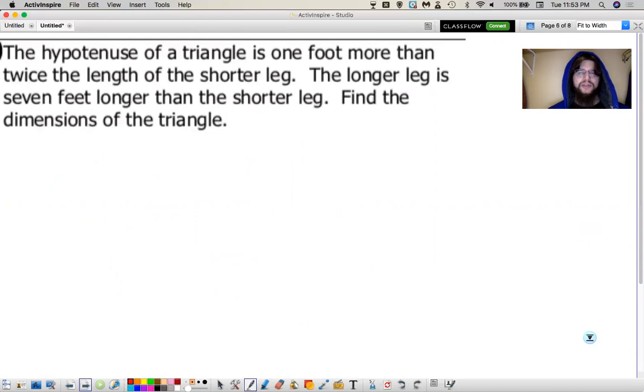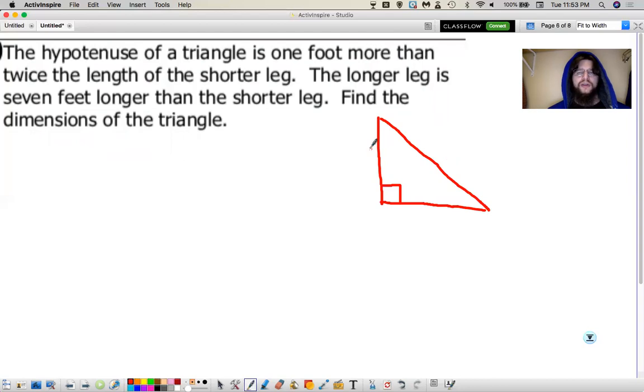Okay, hypotenuse of a triangle. So we have a triangle, and more specifically, we have a right triangle. If it mentions hypotenuse, you know for a fact it's a right triangle. So draw a right triangle. The hypotenuse is 1 foot more than twice the length of the shorter leg.